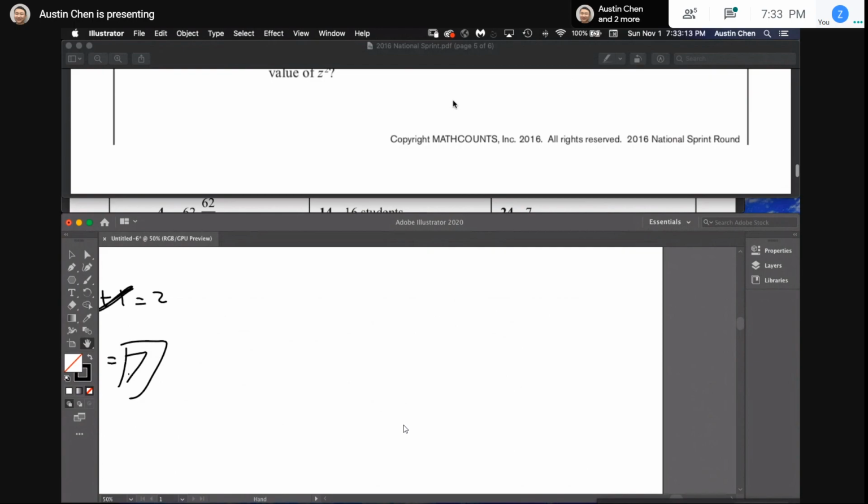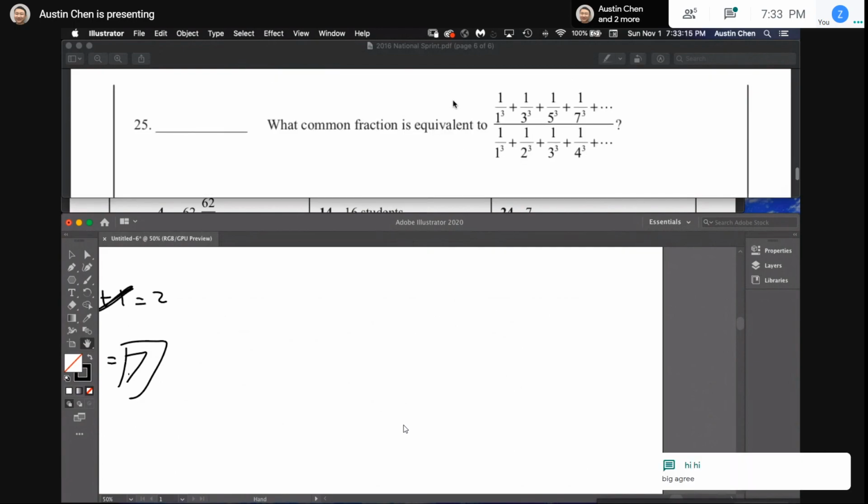Okay, let's move on. Number 25. What common fraction is equivalent to 1 over 1 cubed plus 1 over 3 cubed plus 1 over 5 cubed plus dot dot dot, over 1 over 1 cubed plus 1 over 2 cubed plus 1 over 3 cubed plus dot dot dot.